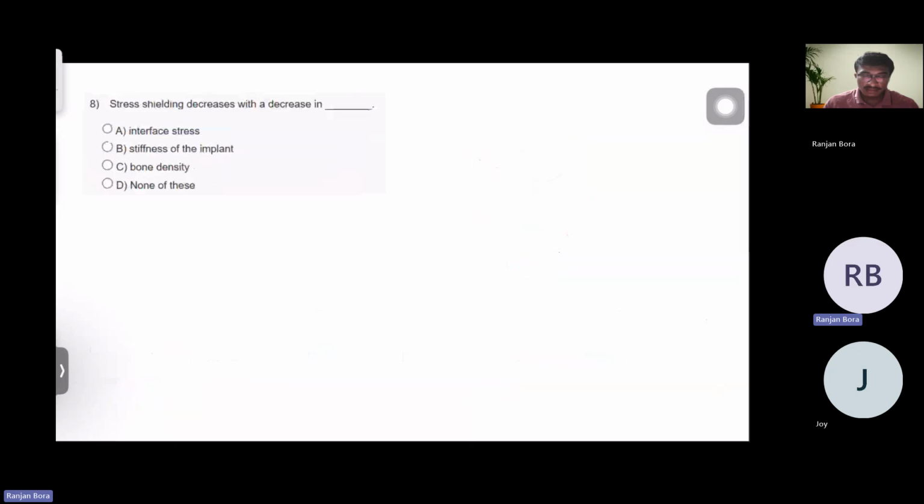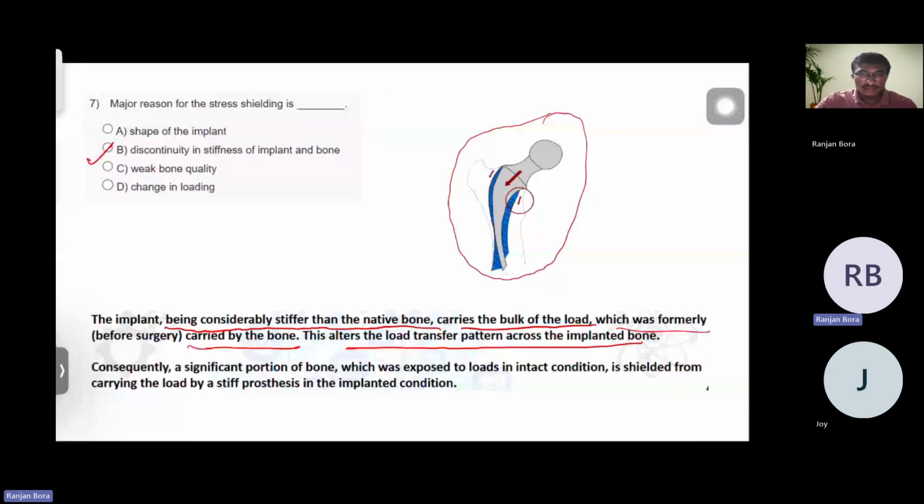So we have seen in the previous slide, stress shielding occurs because of the difference in stiffness values between the implant and the surrounding bone. Because implant is made of metal, and generally metal has a very high stiffness value, which is around 110 to 200 gigapascal. But bone is a softer material compared to implant, and it has a very low stiffness value around 16 to 20 gigapascal.